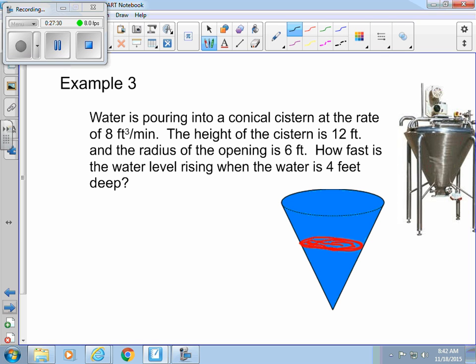So now let's talk about some variables. We have the height of the water. We have the radius of the water level, right? Are both of those quantities changing? They are, because as the cone fills, won't the radius get wider? So both the radius and the height are changing quantities. So do not call them 6 and 12. They are not 6 and 12. That's the height of the entire cone, right? So keep that in mind. Any questions so far?